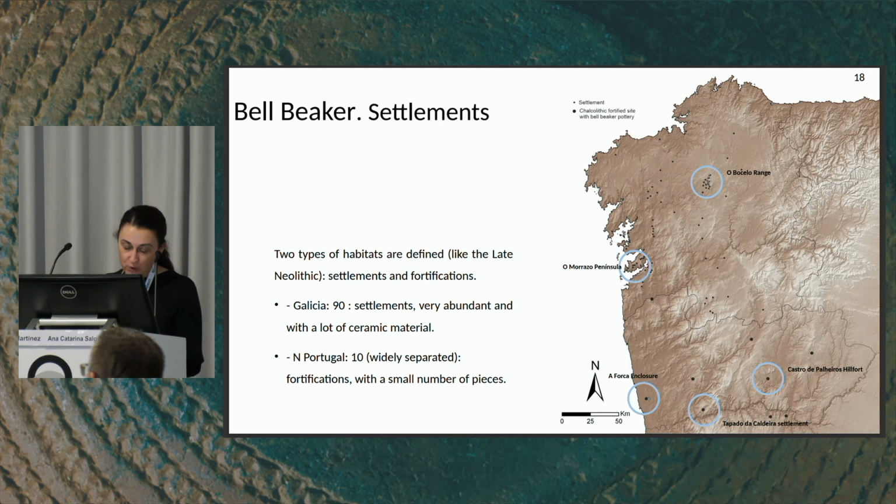Once again, we have two types of settlements in Beaker. We have the same type of settlements as in the Late Neolithic, abundant and with a lot of material in the sites. And in the north of Portugal the number of sites is reduced. Maria de Jesus spoke about this on the first day of the conference. And the number of pieces in these walled sites is very reduced.